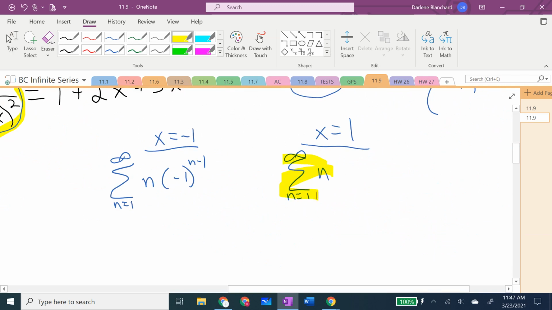Then looking at this, does everyone see that that's a diverge and why?